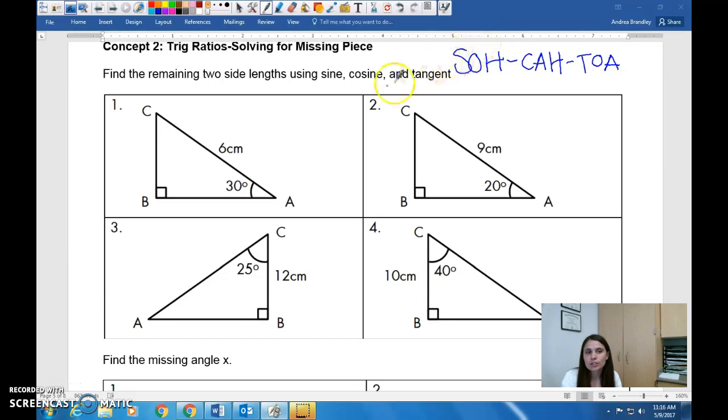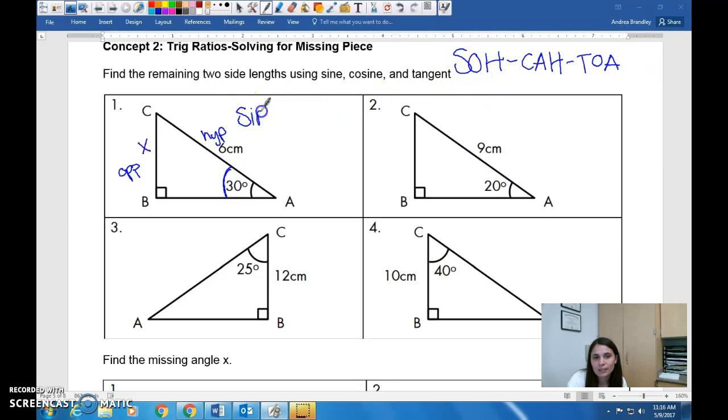So I'm going to let you know which angle we're solving for. On number one, we want to solve for this side length. I have this angle right here is 30 degrees, and I'm trying to solve for the opposite side, and I know the hypotenuse. I have no idea what this side is, so I'm not going to worry about that. So I need to use the trig function that deals with opposite and hypotenuse. That would be O and H, so the only one that has that is sine.